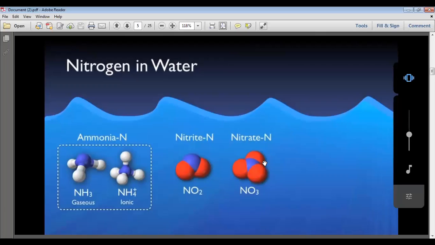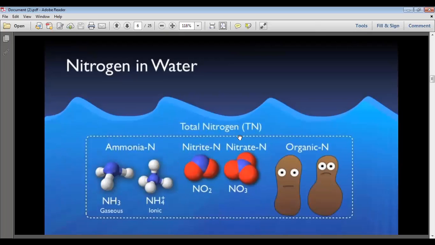So nitrogen in water exists in three forms. This is ammonia, which may be gaseous or ionic, and it exists as nitrite and also nitrate. When measuring nitrogen, the total nitrogen is due to all these: ammonia, nitrite and nitrate, and also some organic nitrogen, because bacteria accumulate nitrogen inside the cell. Because of that, organic nitrogen also exists.